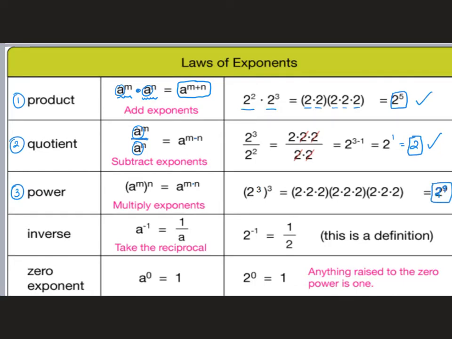Writing it out the long way, 2 cubed is 2 times 2 times 2, and then I'm cubing it, so multiplying it by itself 3 times. You'll notice there's 9 total 2's that I'm multiplying together. Again, 2 to the 9th.